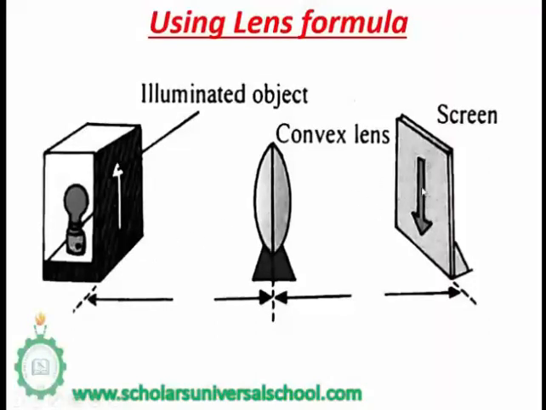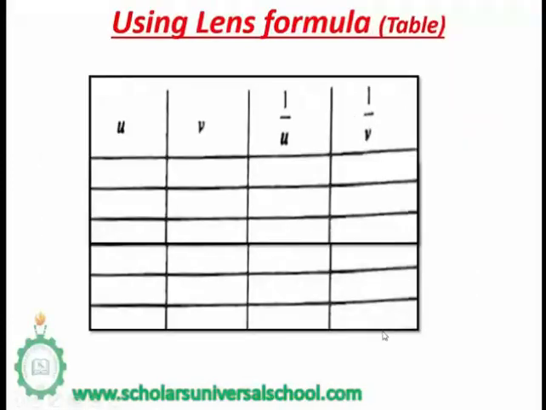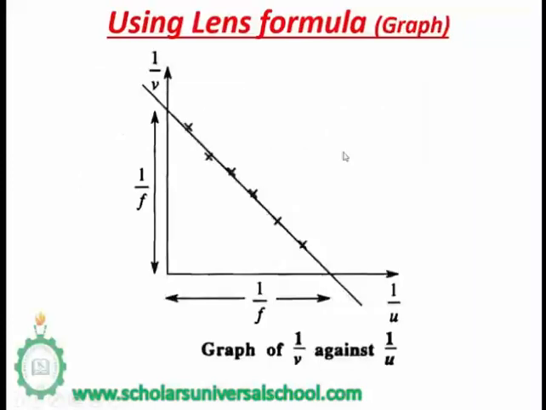Remember I said the point where you pick your screen, or where you calculate your distance from, is where you have a sharp and the brightest image. When you have the sharpest image, calculate the distance between the object and the lens to give the object distance, and the distance between the lens and the screen to give the image distance. Then you come to your table of values: you put in your values of object distance against the values of image distance, and you look for the reciprocal of both, and then you plot your graph.